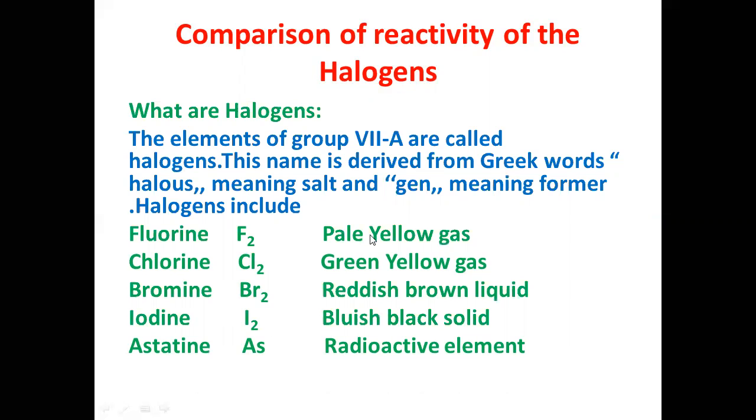Fluorine is a pale yellow gas, and chlorine is a green-yellow gas. Bromine is a reddish brown liquid. Iodine is a bluish black solid. And astatine, I told you, is a radioactive element. It emits radiations.